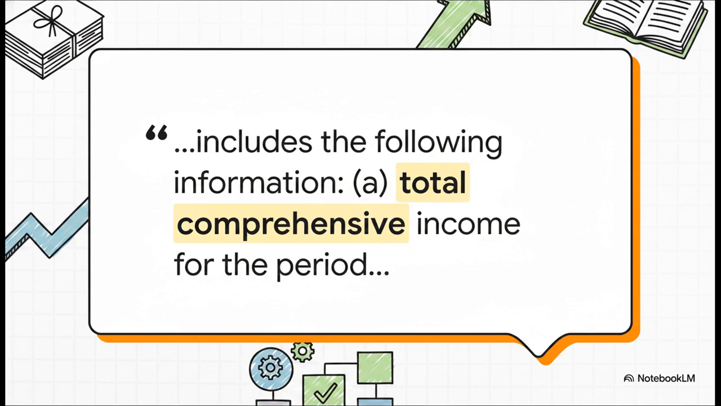But then it goes on, and I really want to highlight this first point. It says the statement includes the total comprehensive income for the period. Notice that. It doesn't say you can just list profit and other comprehensive income on separate lines and call it a day. No, it explicitly mandates the presentation of the total comprehensive income.